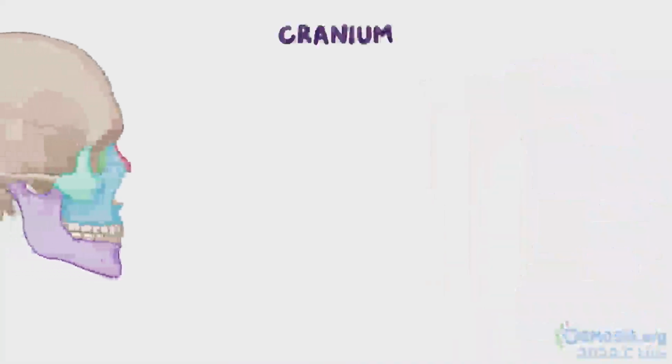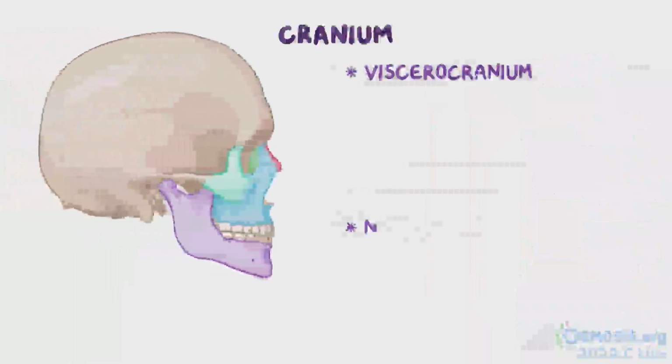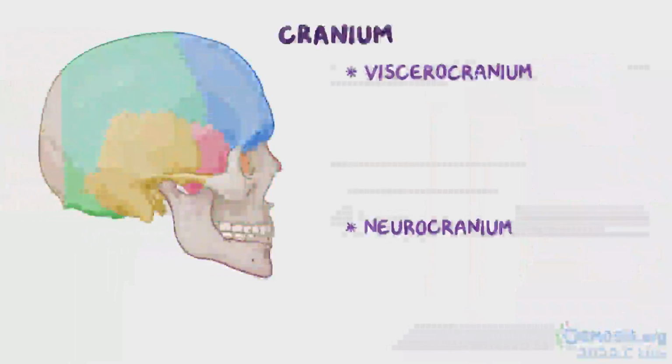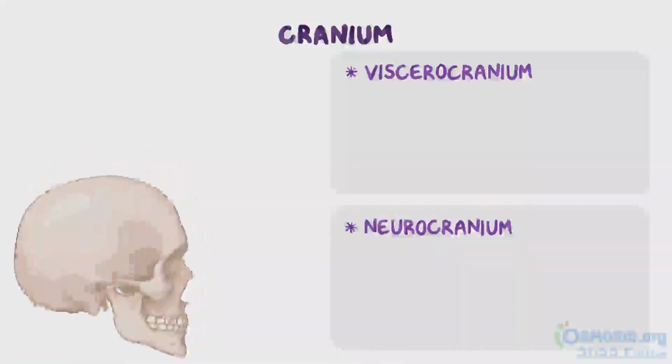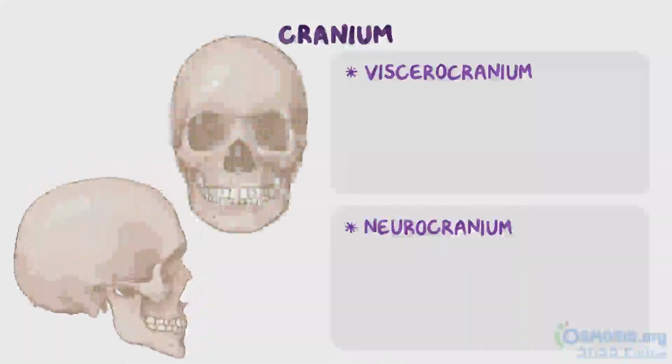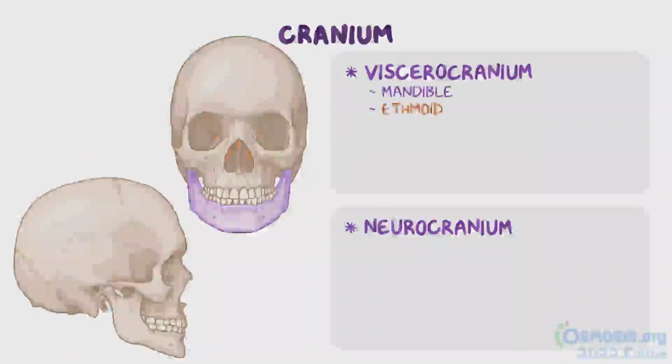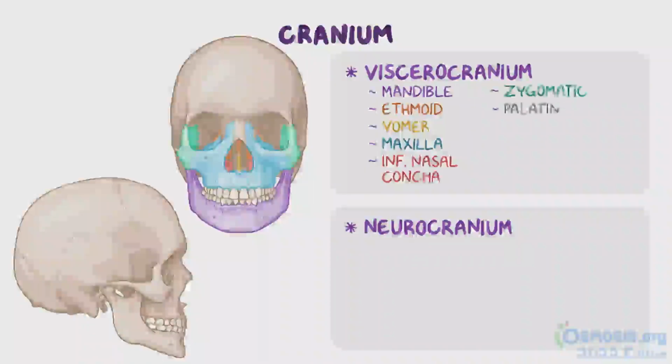Alright, as a quick recap, the cranium is divided into two parts, the viscerocranium and the neurocranium. The viscerocranium is the lower and anterior part of the skull, made up of 15 bones that form the facial skeleton. Only 3 of them are unpaired bones, and they sit on the midline, the mandible, ethmoid, and vomer. Then there are 6 pairs of paired, symmetrical bones, the maxilla, the inferior nasal concha, as well as the zygomatic, palatine, nasal, and lacrimal bones.